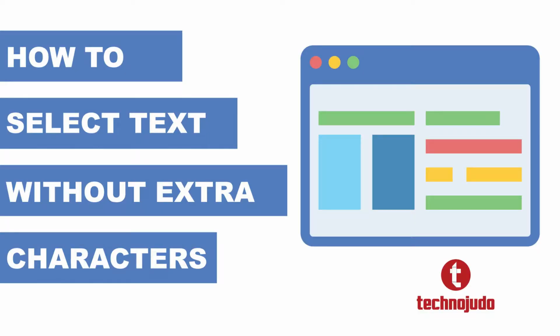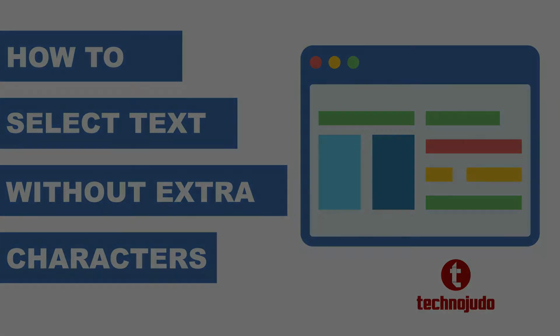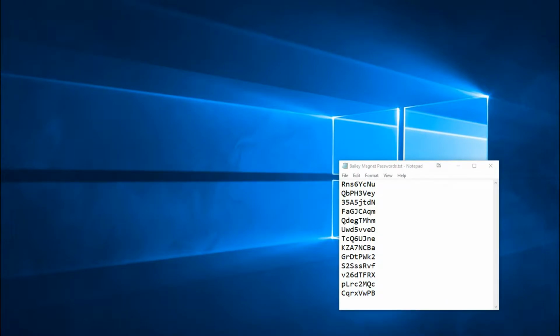Have you ever tried to select text from a document or a web page but couldn't quite seem to get the exact selection you were after without selecting all the unwanted content around it? In this tech tip, I show you several keyboard shortcuts that allow you to select the precise text you desire, down to the letter. Let's take a look together at this list of passwords.